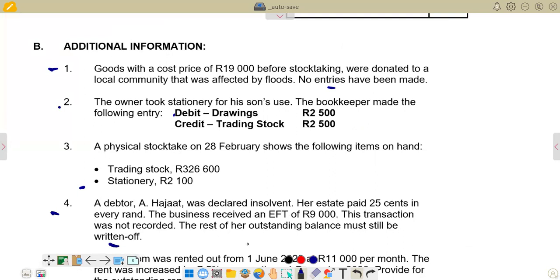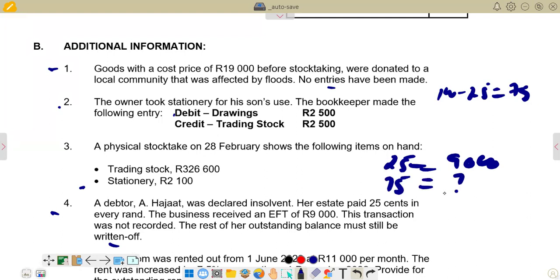So the balance is supposed to be bad debt. So you have to calculate the balance. Remember, they're saying 25 cents in every rand was paid, which is 9,000. So we are saying 25 is equal to 9,000. And then the remainder is obviously 100 minus 25. Then you get 75. So the remainder is 75, which is the one that we are looking for that must be written off. So we just make a proportion by saying what you don't have is a numerator 75 and what we have is 25 as denominator, then you multiply by 9,000. If you do that, you're supposed to get 27,000.